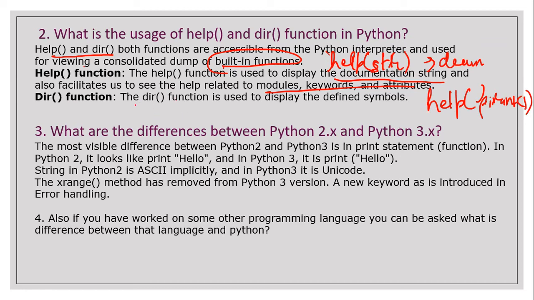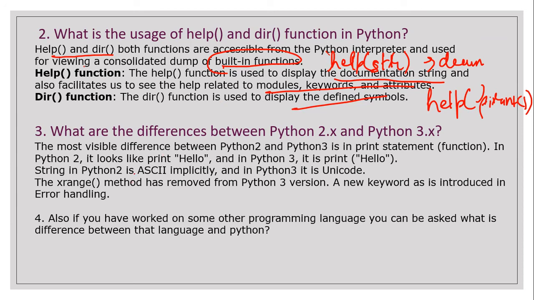Then there is another function, the dir function. It is used to display the defined symbols. So you will pass in the same way as you were passing in help. If you pass the same thing in dir, it will just give you a list of the attributes related to that function, that object. Okay.